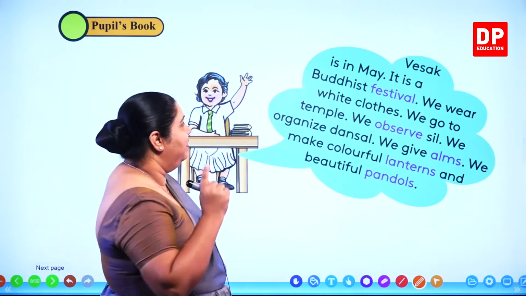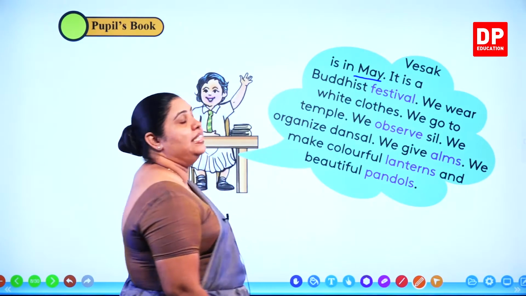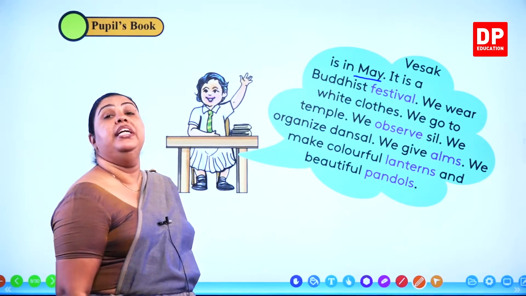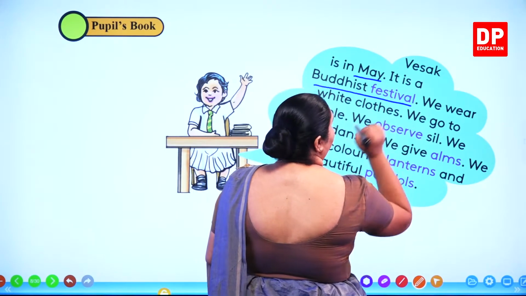May මාසේ. Vesak is in May. Vesak is in the month of May. It is a Buddhist festival.